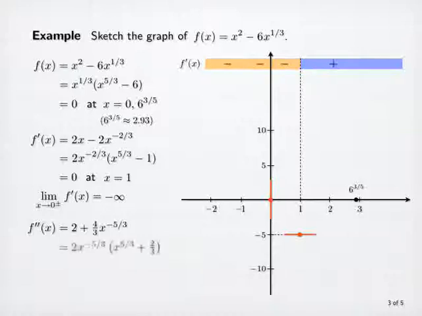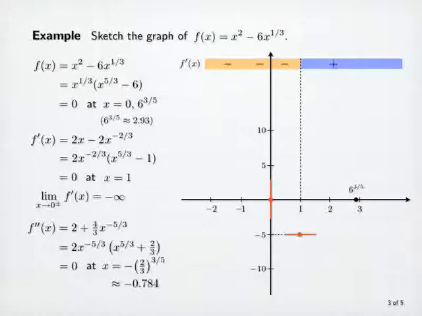Let's factor 2 times x to the minus 5/3 power from each term, revealing the factor x to the 5/3 power plus 2/3. So now let's notice that f double prime of x is undefined when x is 0, as it should be because f prime of x is undefined there. And f double prime of x equals 0 at x equal to minus the 3/5 power of 2/3, which is approximately minus 0.784. So now let's think about the sign of f double prime of x.